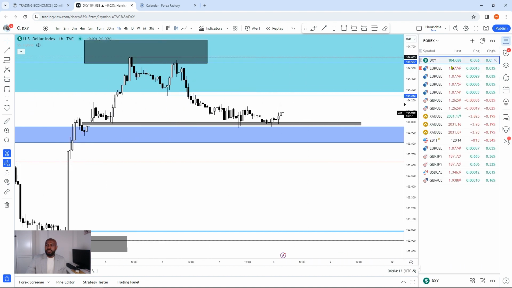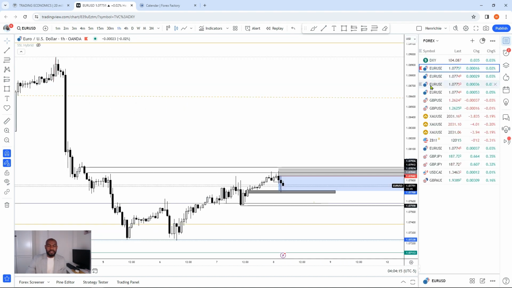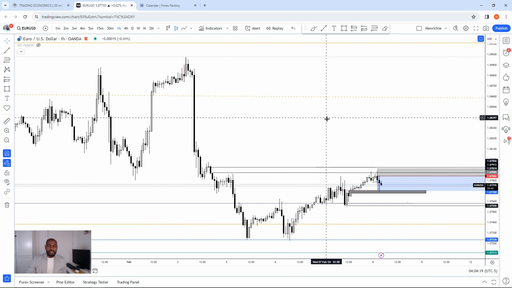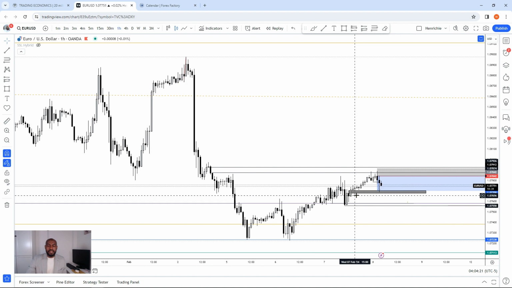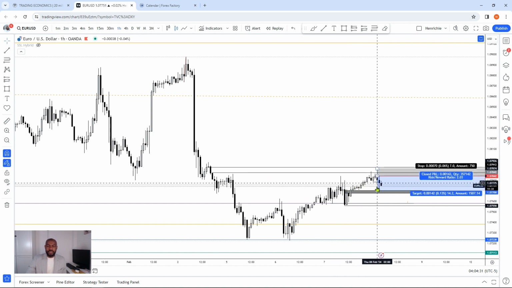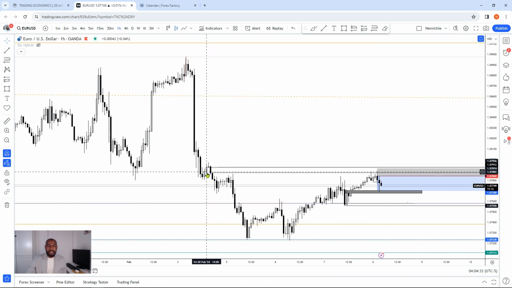So the next thing I did was to go to euro US dollar. And when I went to euro US dollar, I was looking for confluences to align and show me that euro US dollar is going to go to the downside. The first thing I saw right here was this inefficiency. So this right here was my drawn liquidity that I believe should attract price to the downside. And then I saw this inefficiency resting right here.